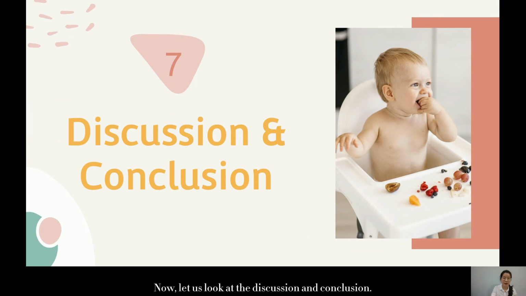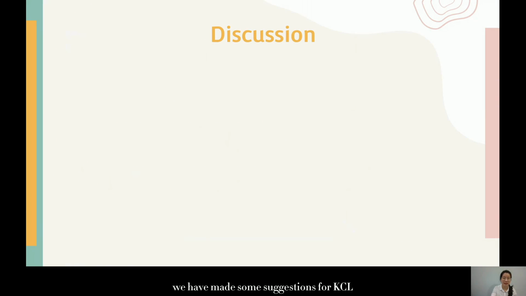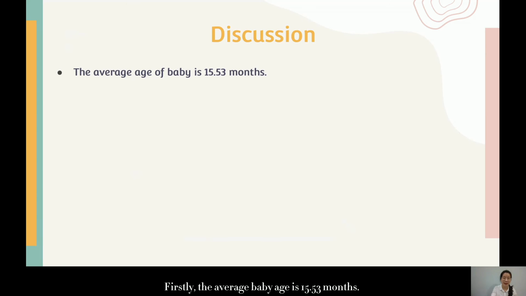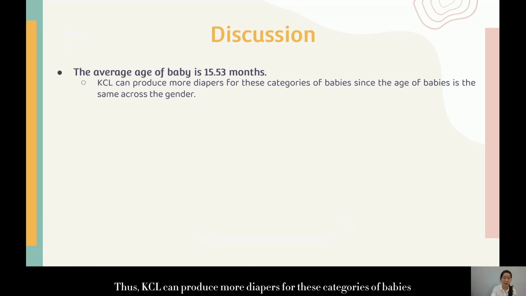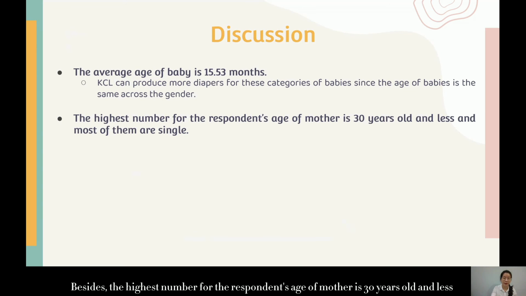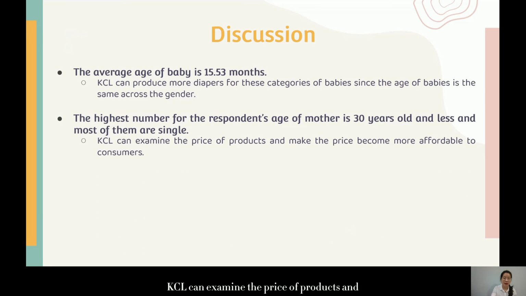Now let us look at the discussion and conclusion. In this case study, we have made some suggestions for KCL to improve its market share and customer satisfaction. Firstly, the average baby age is 15.53 months, thus KCL can produce more diapers for this category of baby since the age of baby is the same across the gender. Besides, the highest number for the respondent age of mother is 13 years old and less, and more of them are single. KCL can assign the price of product and make the price become more affordable to consumer.